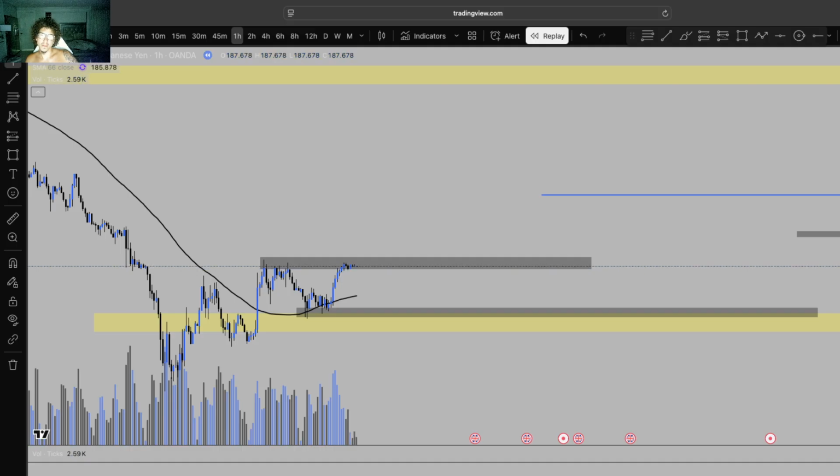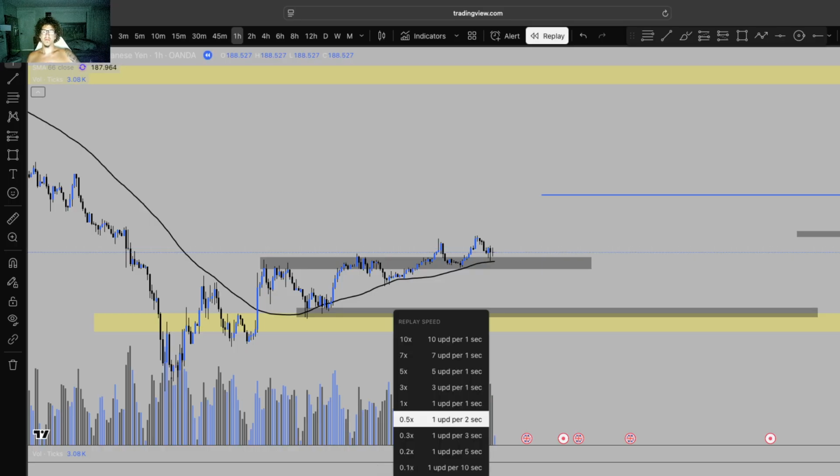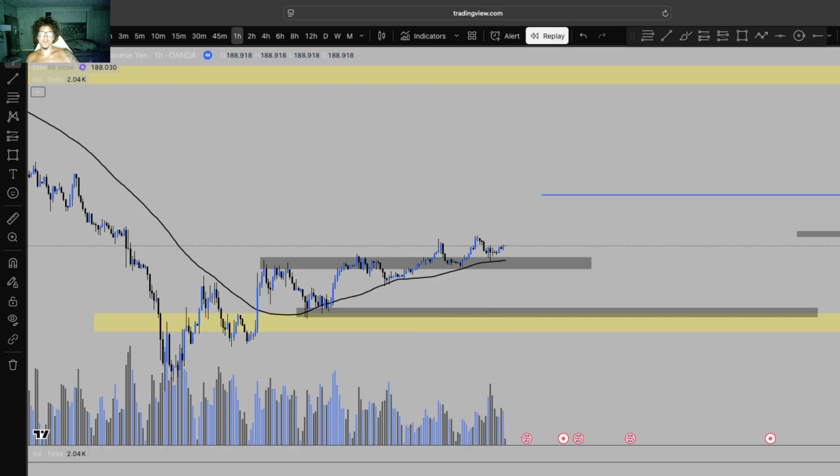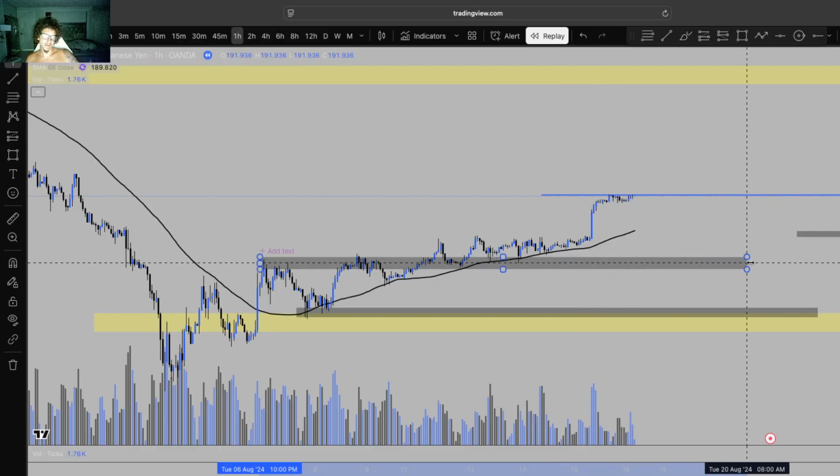Boom. See? It's literally playing with it. Playing with it, playing with it. Broke, tested. See? Broke it, tested it, came back, took off. You drag it. You know?